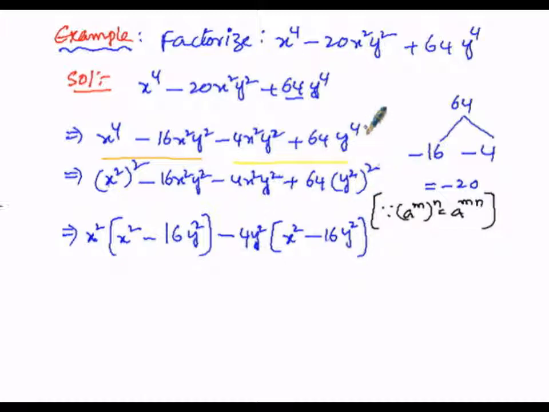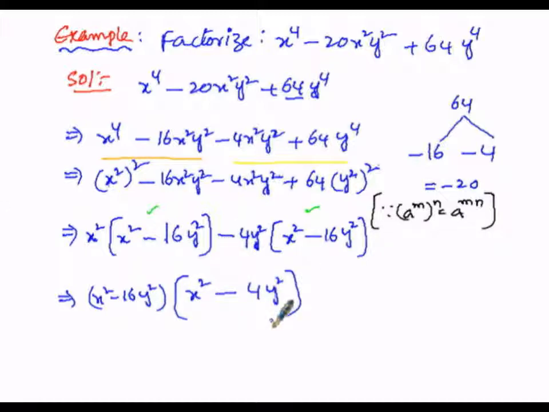Out of these two terms, the first x square minus 16y square and the second x square minus 16y square, this x square minus 16y square will be common in both terms. So I want to take x square minus 16y square as common now. When this bracket is taken as common, only x square is left over in the bracket. When this x square minus 16y square is taken as common, minus 4y square is left over within the brackets.